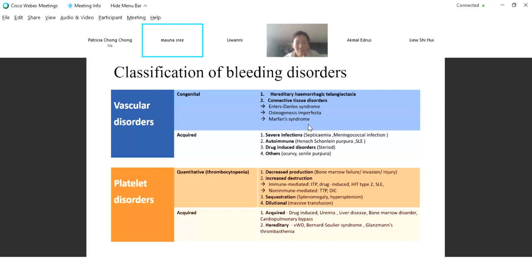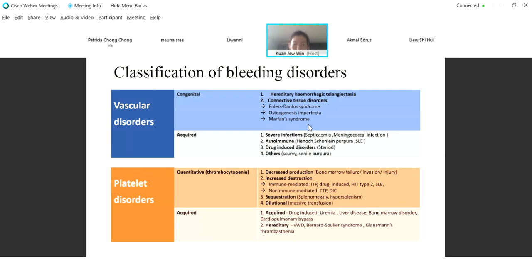and also senile purpura. For platelet disorder, it can be divided into quantitative, which is thrombocytopenia, in which there will be due to decreased production, such as bone marrow failure, increased destruction due to immune-mediated ITP or non-immune-mediated TTP and DIC. Also due to sequestration and also dilutional causes. For acquired causes, it could be due to drug-induced, uremia, liver diseases, and hereditary due to von Willebrand disease and other causes.